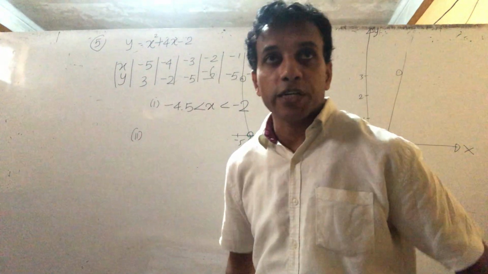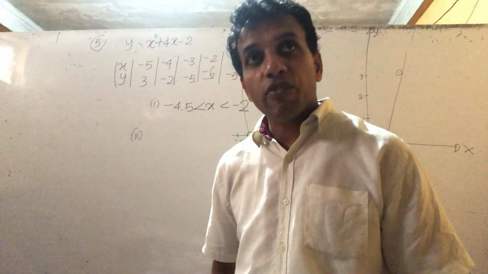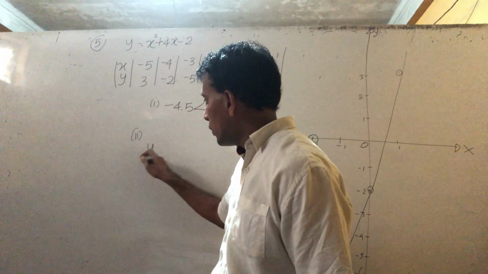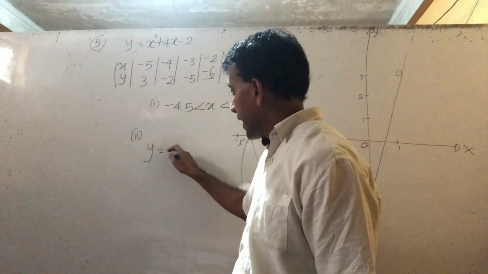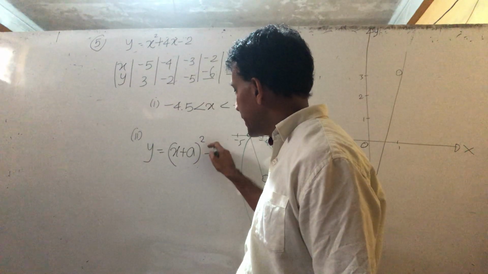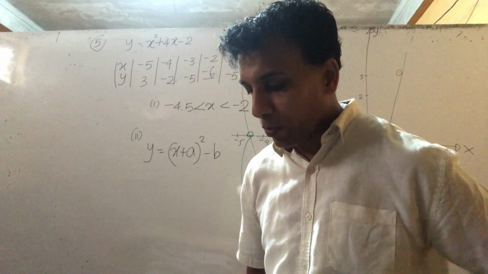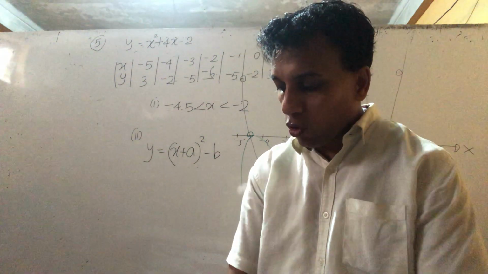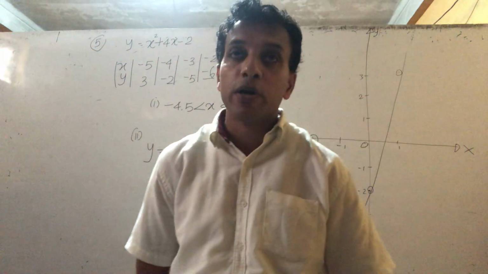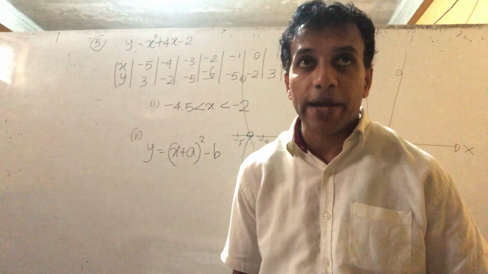Express the given function in the form y equals (x plus a) all squared minus b, where a and b are two numbers to be determined.